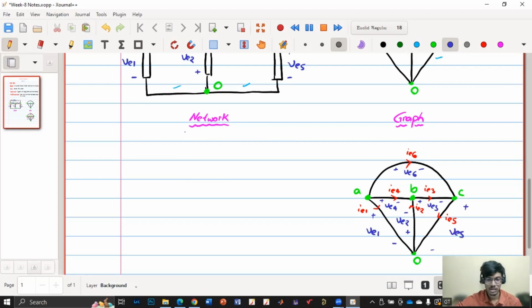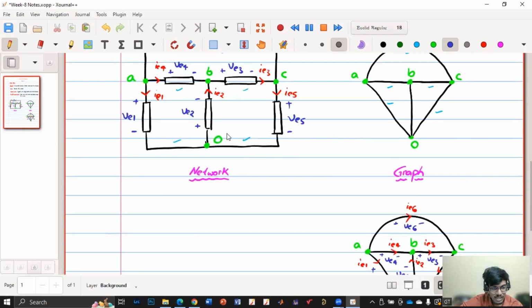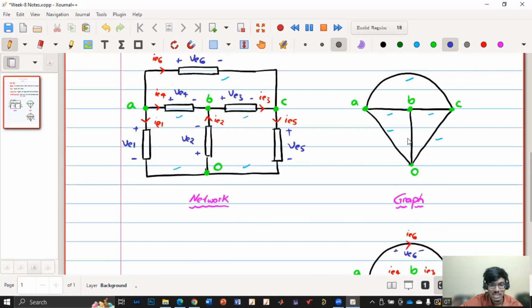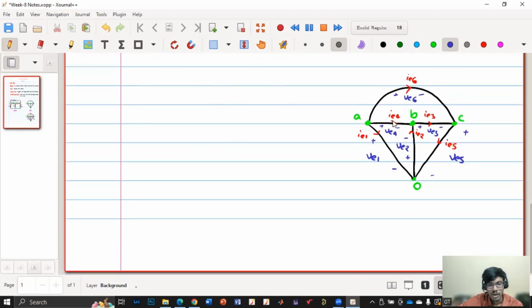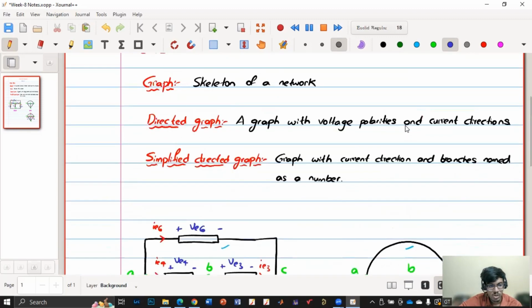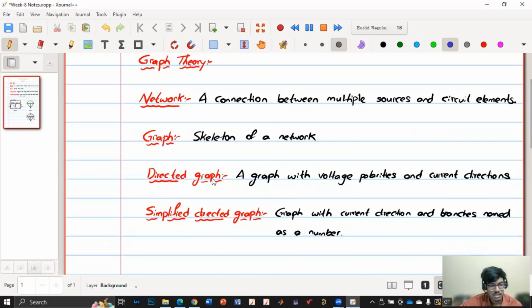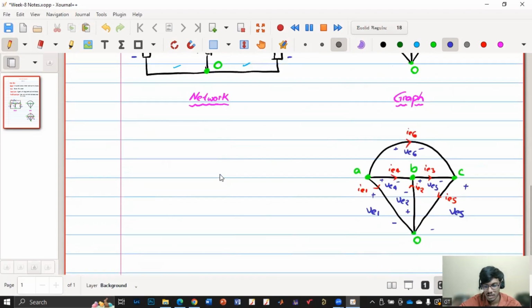Correct me if I made any mistake. First, for the given network, we drew the graph, which is just a skeleton: no direction, no current mentioned, no voltage polarity mentioned. It is just lines connecting the nodes in a given network. It is named a graph. Now we have mentioned the voltage polarity and also the current direction, which according to our definition is a directed graph. So this is our directed graph.